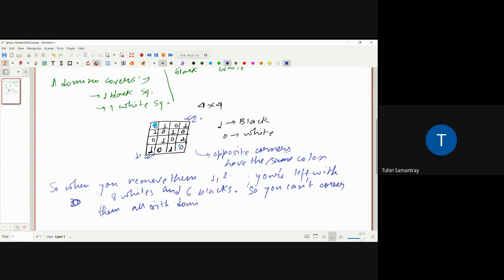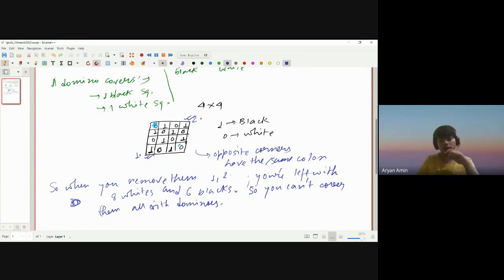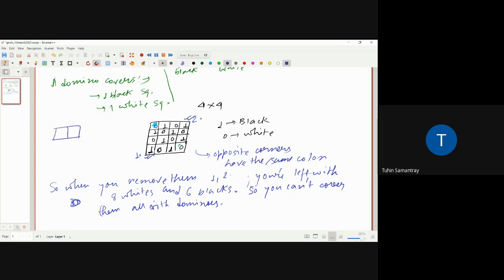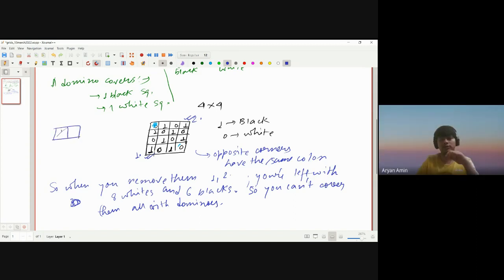And why is that? Every 1 by 2 block is what we are referring to as a domino. Yes, so this is a domino.